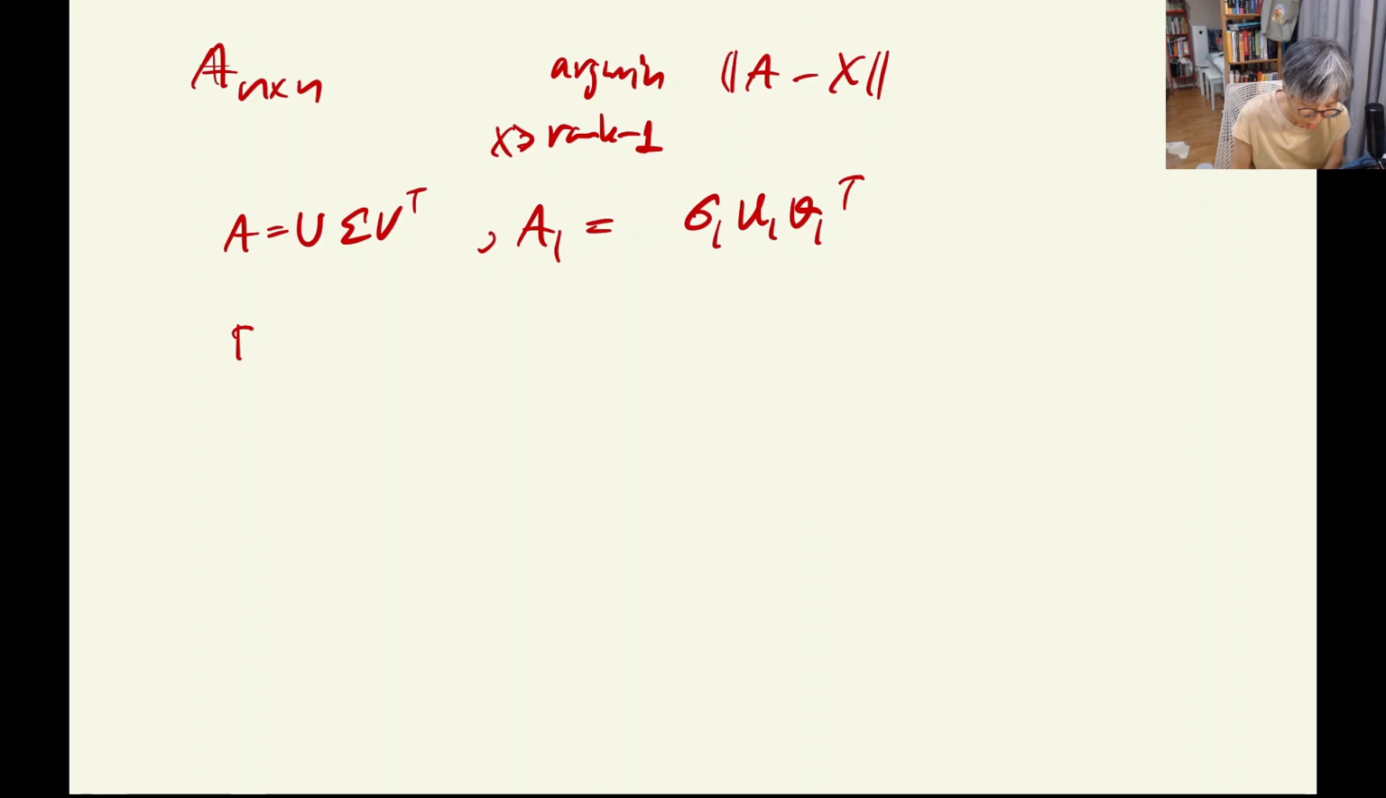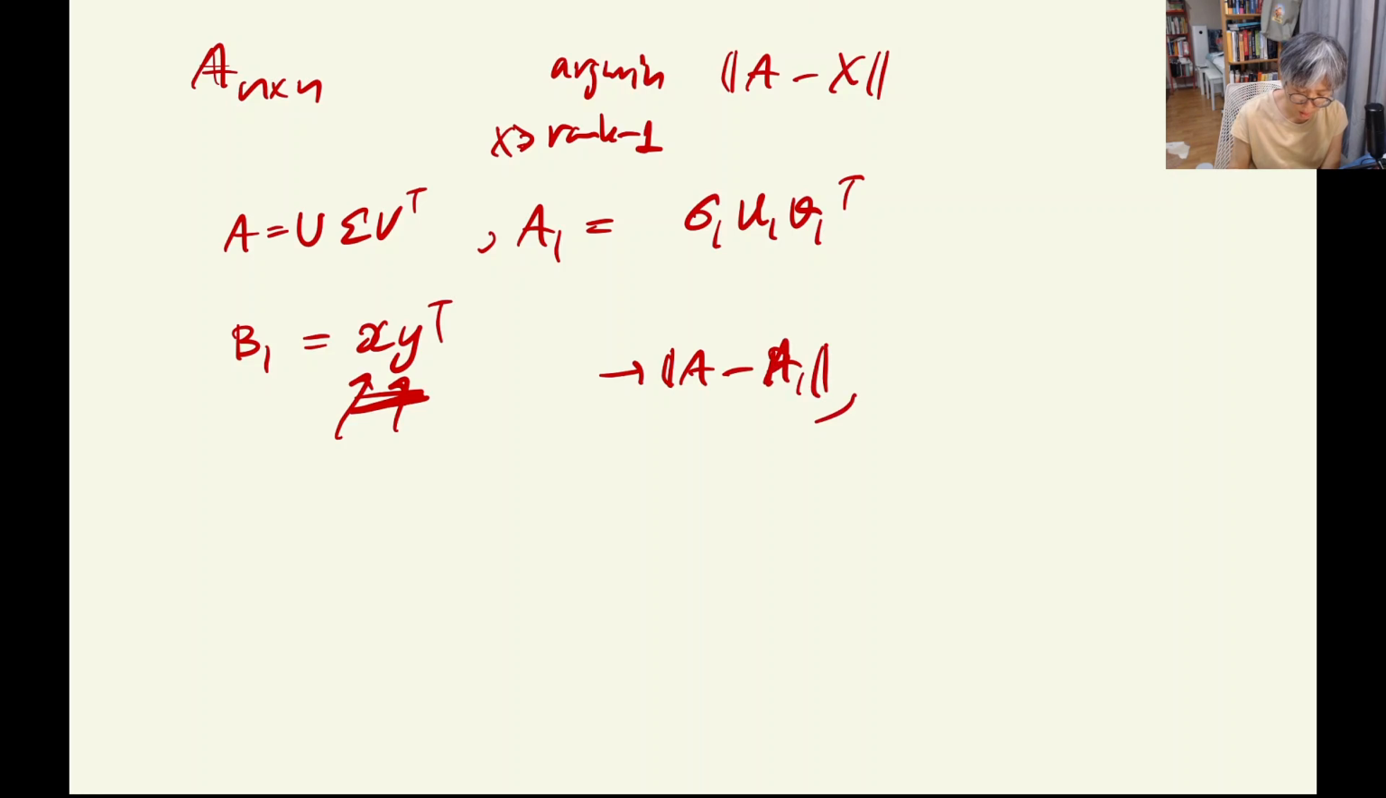So I'm going to generate B1, which is another rank 1 matrix. I'm just going to use X and Y transpose, the outer product of some random X and random Y. Then I'm going to compare A minus A1 and A minus B1. Okay, let's see from the code.